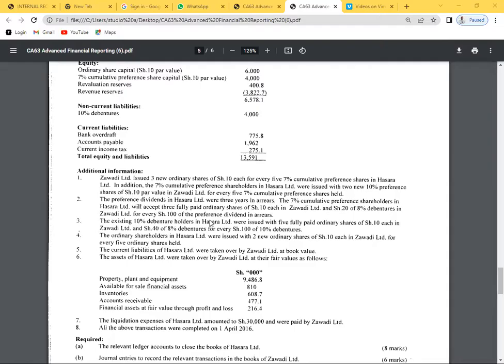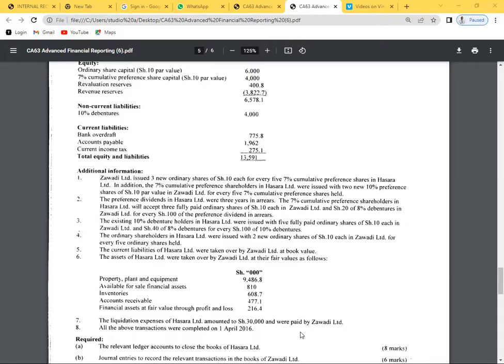To debenture holders. So to debenture holders, what we are paying them, we are told here in note number 3, the existing 10% debenture holders in Asara Limited were issued with 5 fully paid ordinary shares of shillings 10 each in Zawadi Limited, and the 40 shillings debentures for every 100. Very easy, really.